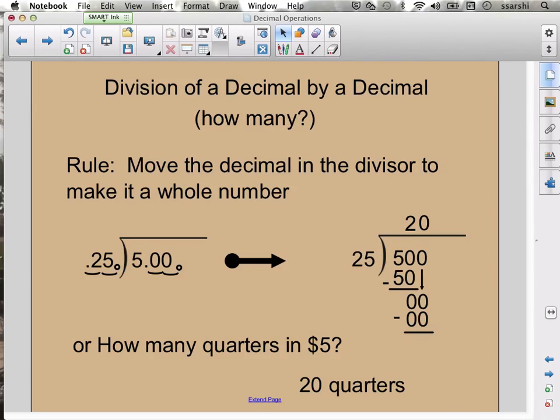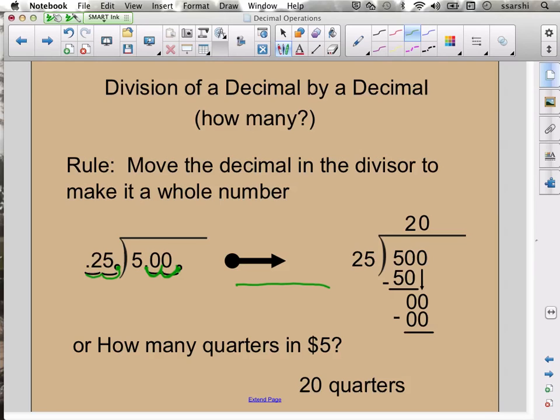The rule is move the decimal in the divisor to make it a whole number. And then you do that same into the dividend. So here I have a decimal in my divisor. To make it a whole number, I have to move it once, twice. So this decimal point in my dividend also gets moved once, twice. So my new division problem becomes 25 into 500.